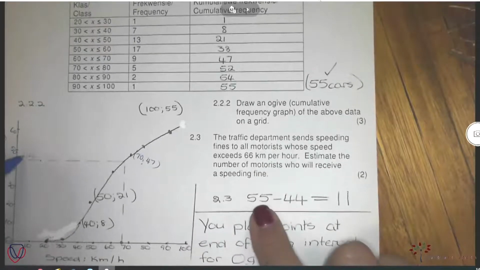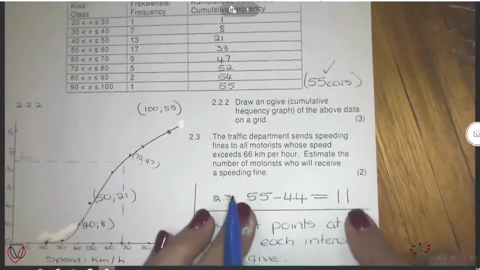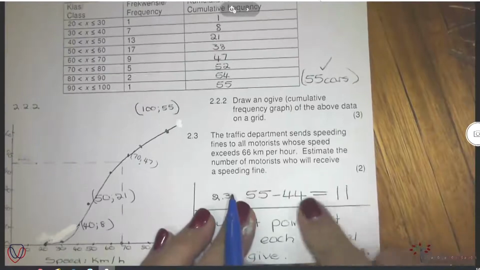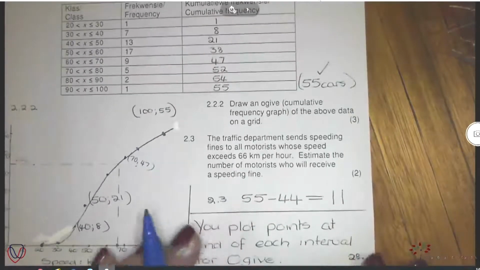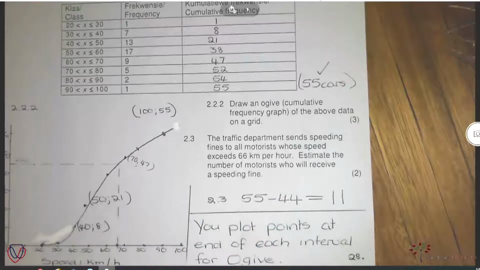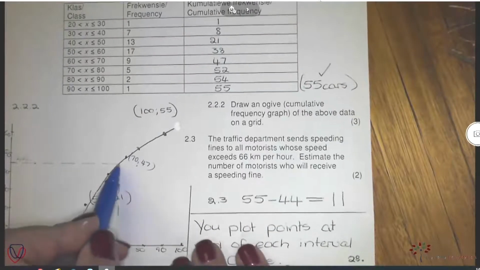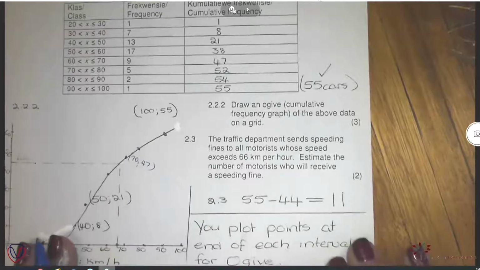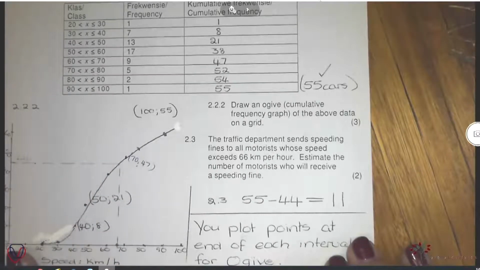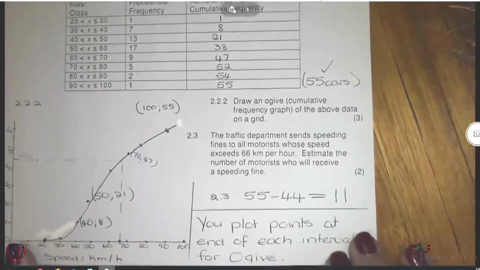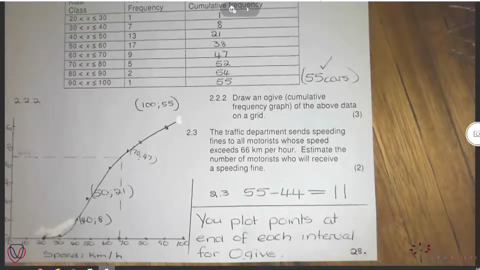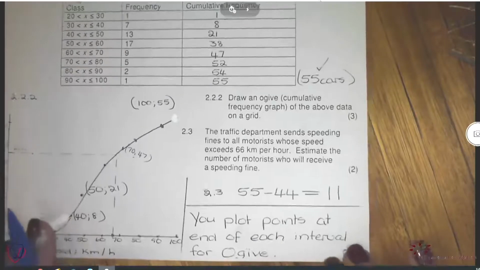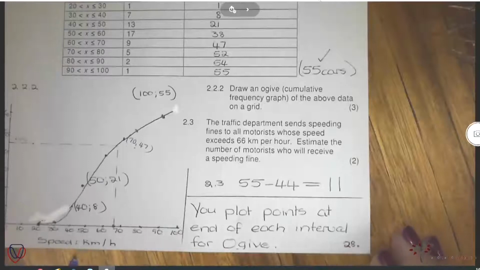It was 55 cars. So how many did exceed the speed limit? 55 minus 44. Be careful, people. I'm sure a lot of you would have written 44. But it's the people who exceeded the speed limit. So it's those people who exceeded it. It's not the people who drove within the speed limit. So please make sure that you are sure what they want from you. I wrote this little tip there. You plot the points at the end of each interval for the ogive.